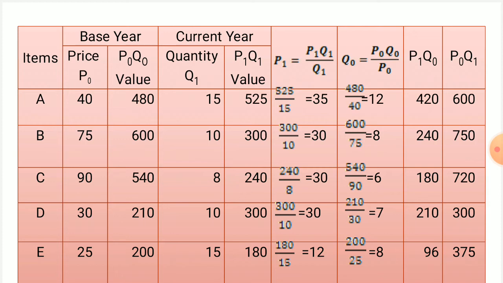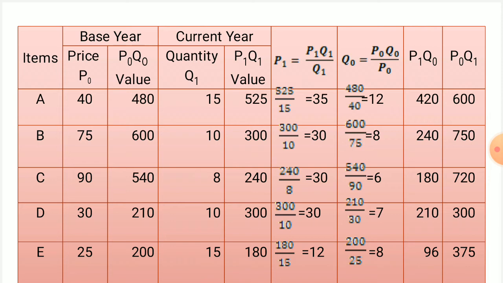Base year price 40, 75, 90, 30 and 25, and base year value 480, 600, 540, 210, 200, and current year quantity 15, 10, 8, 10, 15, and then current year value P1 Q1 525, 300, 240, 300, and then 180.